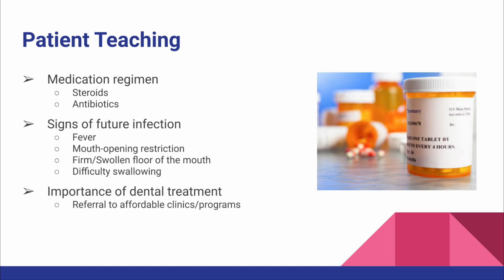That would include having a fever, having mouth opening restrictions, if they feel a firm or swollen floor of their mouth, or if they have any difficulty swallowing. Those should all be reported to ensure they get proper and quick treatment. And then finally, you should teach them about the importance of dental treatment. Hopefully the social worker can refer them to an affordable clinic and program to get the proper dental treatment they need so that this does not reoccur.